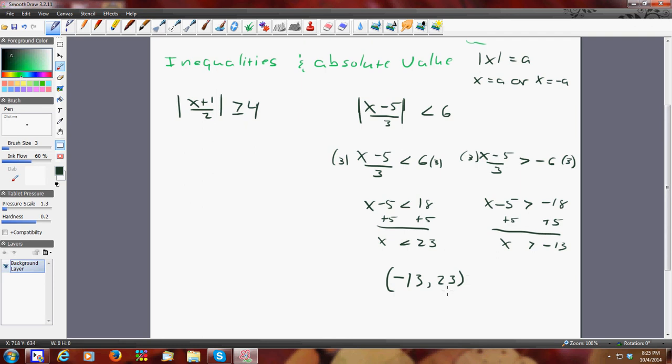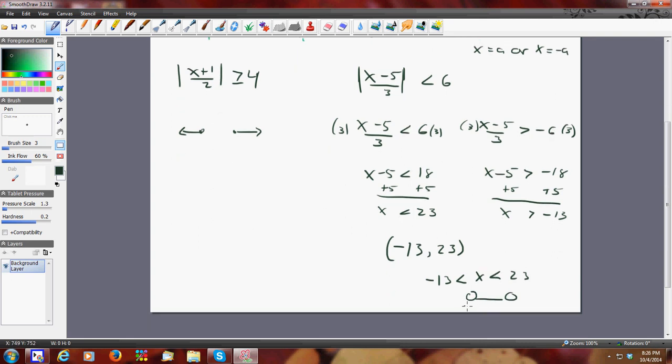Take a look at this. What I'm hoping you'll notice is that when we do greater than or equal to with absolute value, we end up having the or statement, which gives us values running away from each other. When we do less than with absolute value, we end up with the and statement, where all the values are in between. Does that always work?